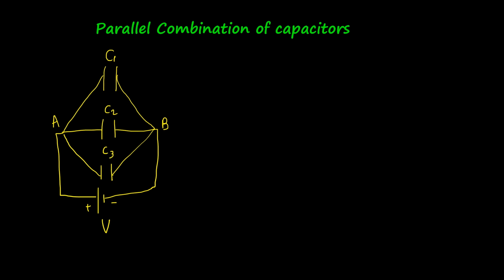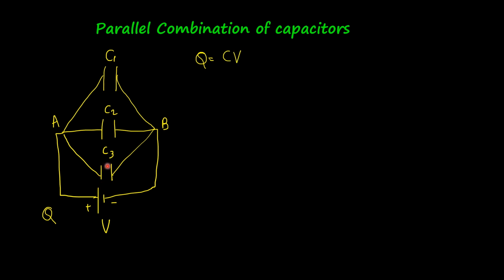Now the capacitors get charged, and let us suppose a charge equal to Q is drawn from the battery and supplied to the capacitors. This charge Q gets distributed among the three capacitors C1, C2 and C3. The capacitance of the three capacitors are different, so the charge stored also will be different. We have the formula Q is equal to C multiplied by V.